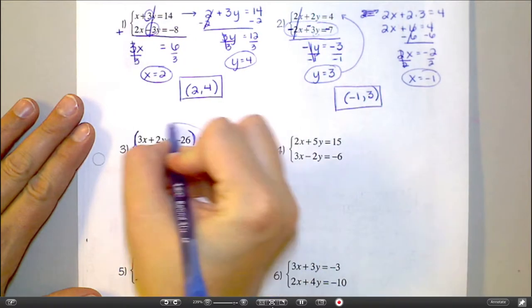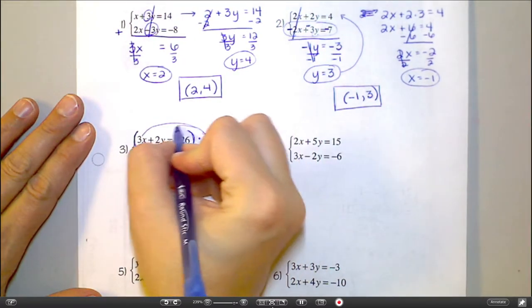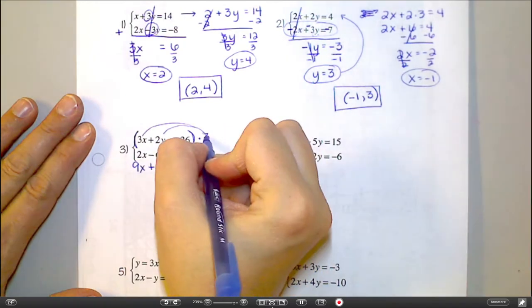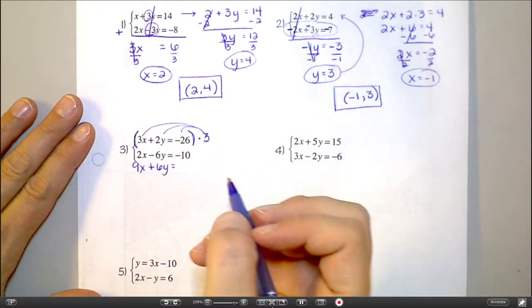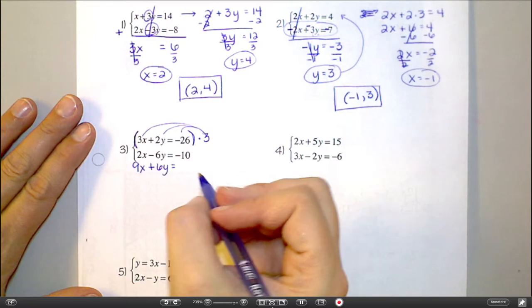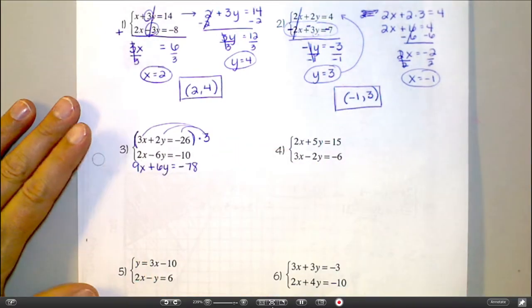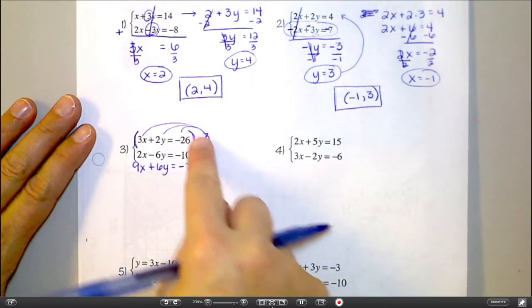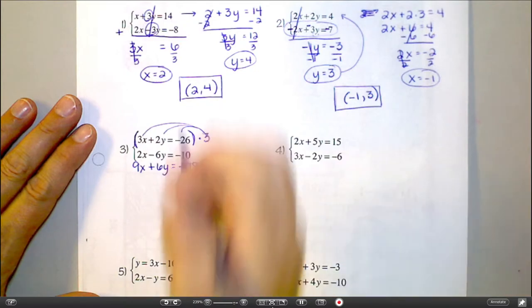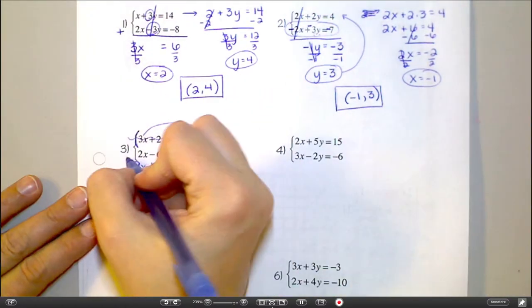So now, this first term is 9x. The next term would be positive 6y. And then 3 times negative 26 is negative 78, maybe? Someone with a calculator check that. Is that right? Thank you. Negative 78. So now I've changed this equation into this equation. Okay? So I'm ignoring this equation now and just looking at these two.